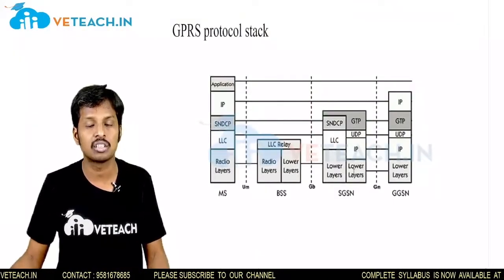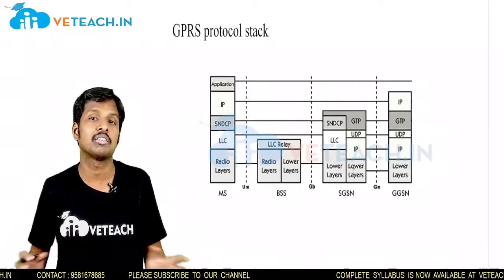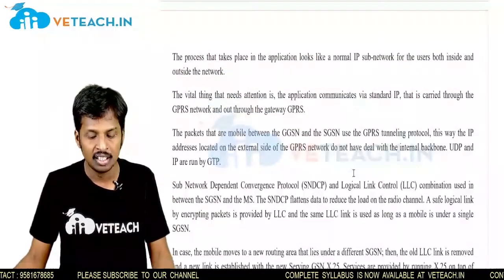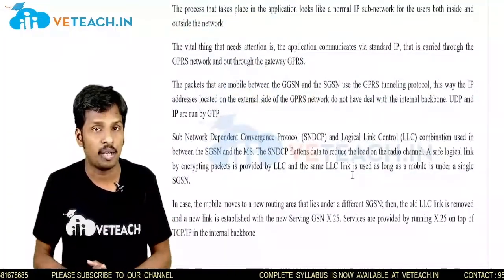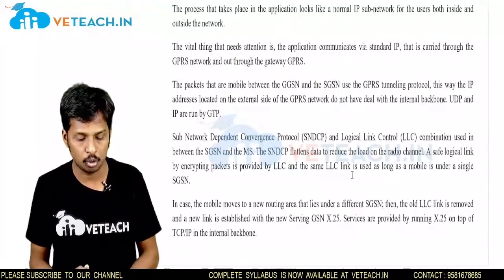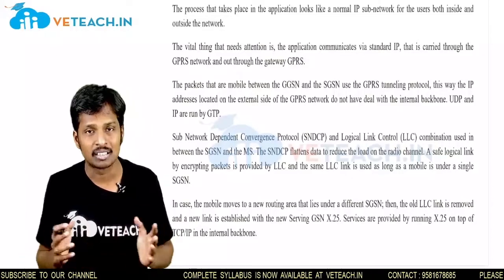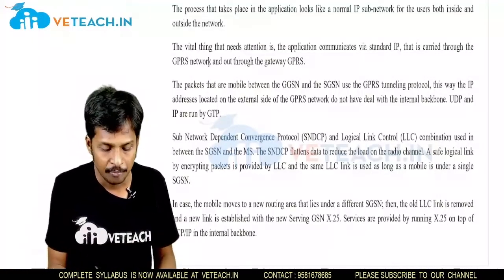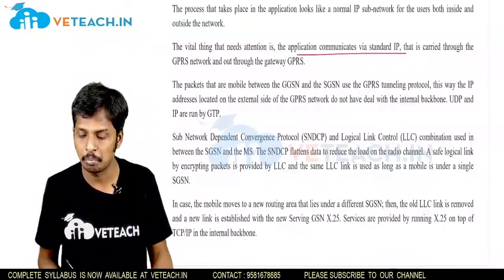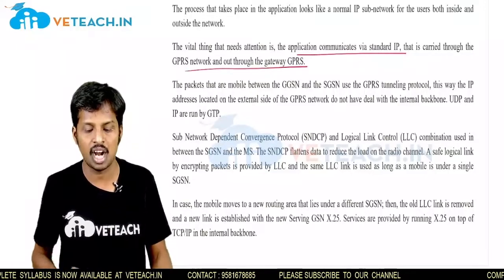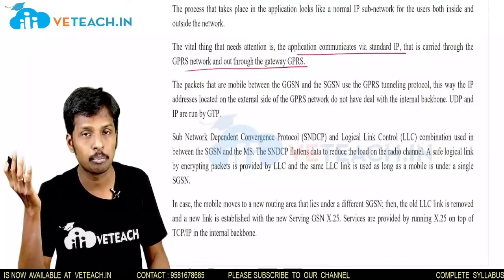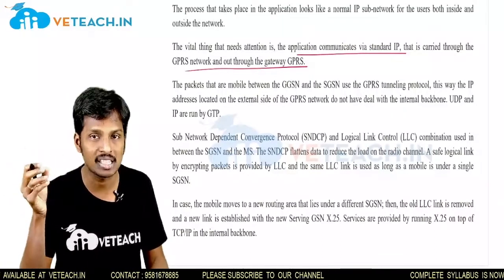And then coming to the GPRS protocol stack. What are the different types of protocols that are used in GPRS? In addition to the normal IP based subnetwork, it is going to use some more protocols. Since it is similar, we need to remember some additional things. The vital thing that needs attention is that the application communicates via standard IP that is carried through the GPRS network outside the gateway GPRS. Since it is outside the gateway GPRS, we need to pay some attention.